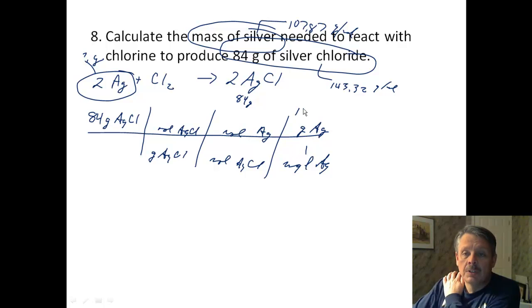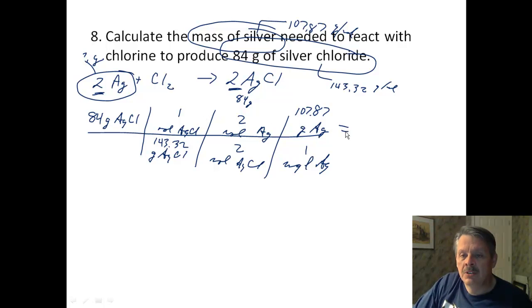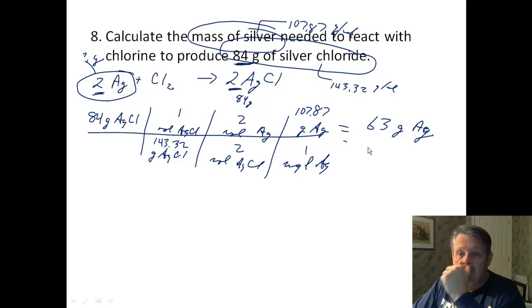1 mole of silver weighs 107.87. And 1 mole of silver chloride weighs 143.32 grams. And my relationship between silver chloride's 2 and silver is 2, so it's a 2 to 2 relationship, which is going to cancel each other out. So I've got 84 divided by 143 times 2 divided by 2 times 107.87, and that's going to give me 63 grams of silver. You say, wait a minute, that's not what my calculator gave me. Well, that's true, but notice you only have 2 sig figs in your problem, so you can only have 2 in your answer.